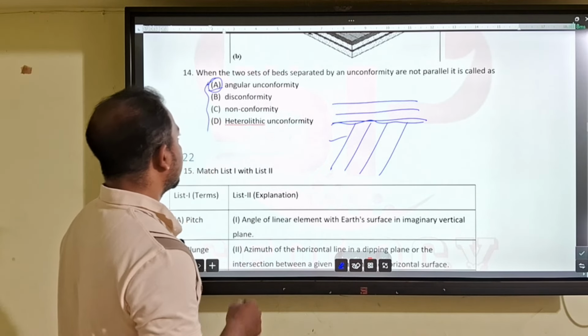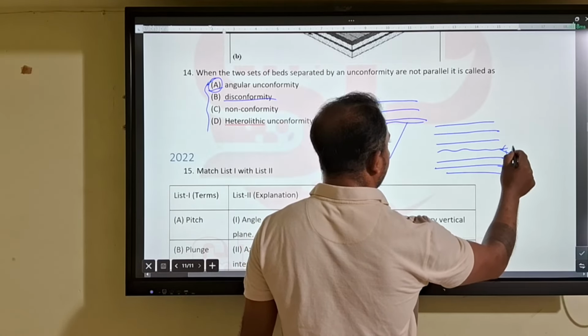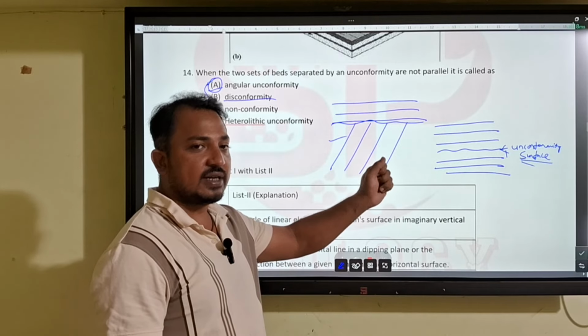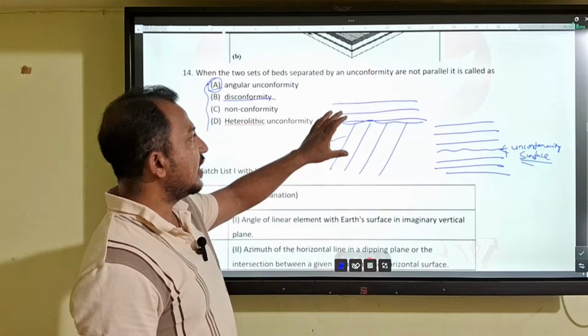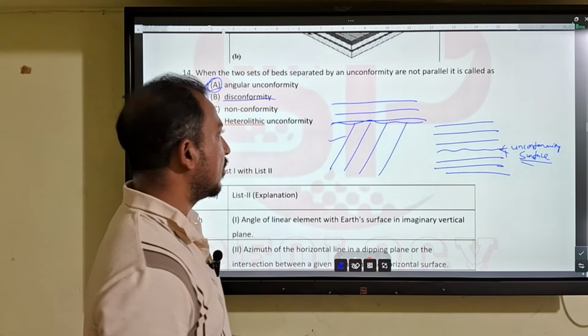Then we have disconformity. This is a type of parallel unconformity, otherwise called a parallel unconformity, where there is a parallel relationship between the upper and lower beds, like this. This is your unconformity surface, or you can say erosional surface. In case of parallel unconformity, the presence of unconformity is indicated by an erosional surface, called the unconformity surface. And in case of angular unconformity, the angular relationship itself indicates the presence of an unconformity.